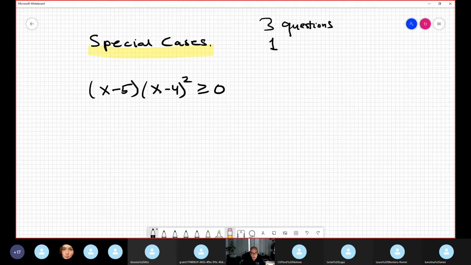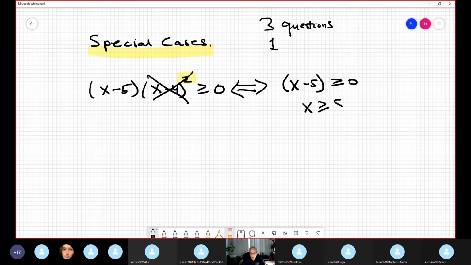To say, wow, look, this exponent is 2, it's even. So you completely delete this factor. And this is equivalent to saying x minus 5 is greater than or equal to 0. This is a linear inequality, easy, exactly the same as we solved in chapter 1. x is greater than or equal to 5.